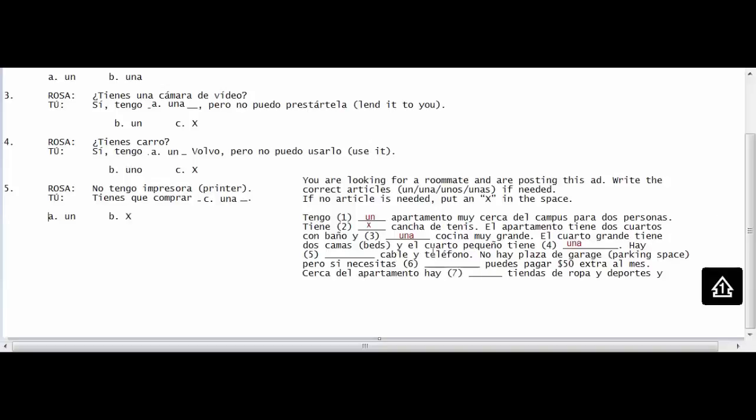Hay cable y teléfono. Often after hay, we don't use the article, and that wouldn't make sense anyway, because we're saying there's cable, not there is a cable. We mean there's cable, like the cable that gives you television. Y teléfono, no hay plaza de garaje, pero si necesitas, if you need una, puedes pagar 50 extra al mes.